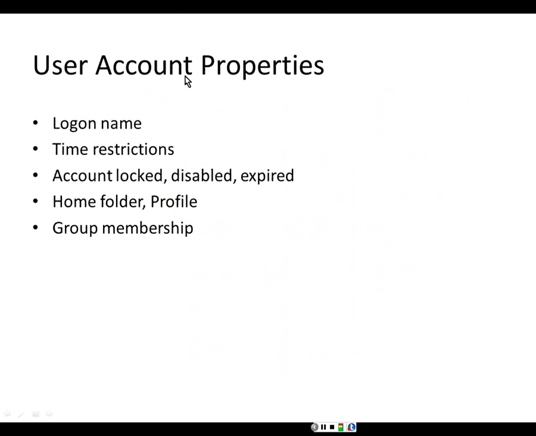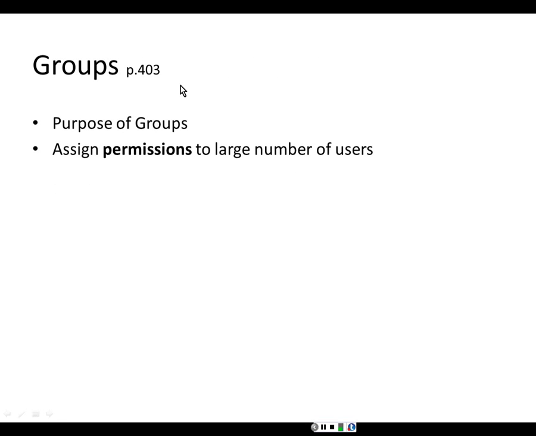So user account properties include the user login name, time restrictions, account locked, account disabled, and account expired, and it's easy to mix those three up. Home folder or profile, which can be located on the local PC or can be saved up to the server, and group membership. So this leads us to groups. So now let's go to page 403 and discuss groups.